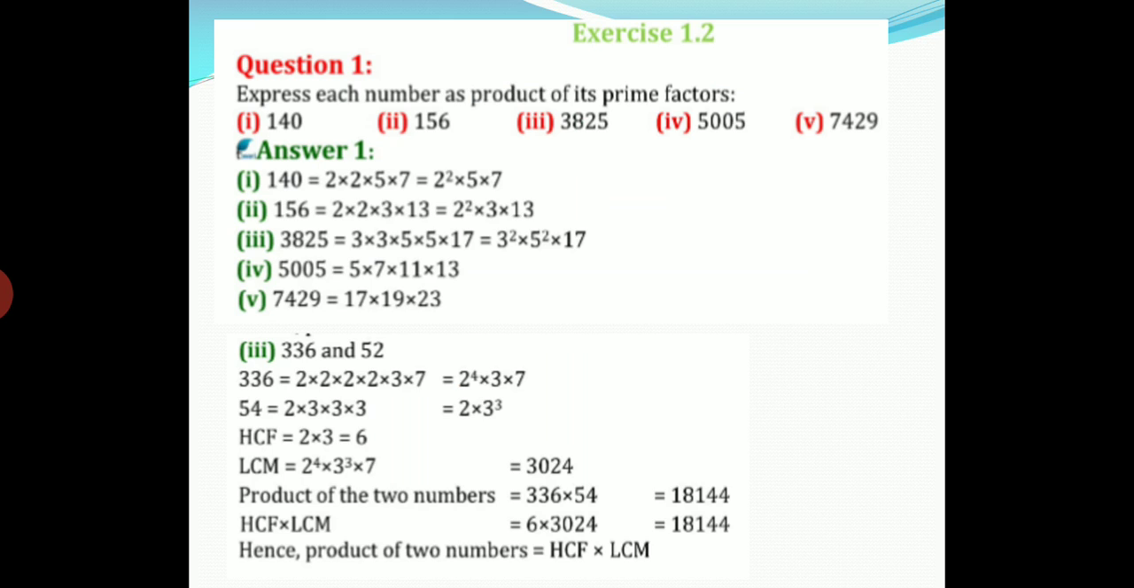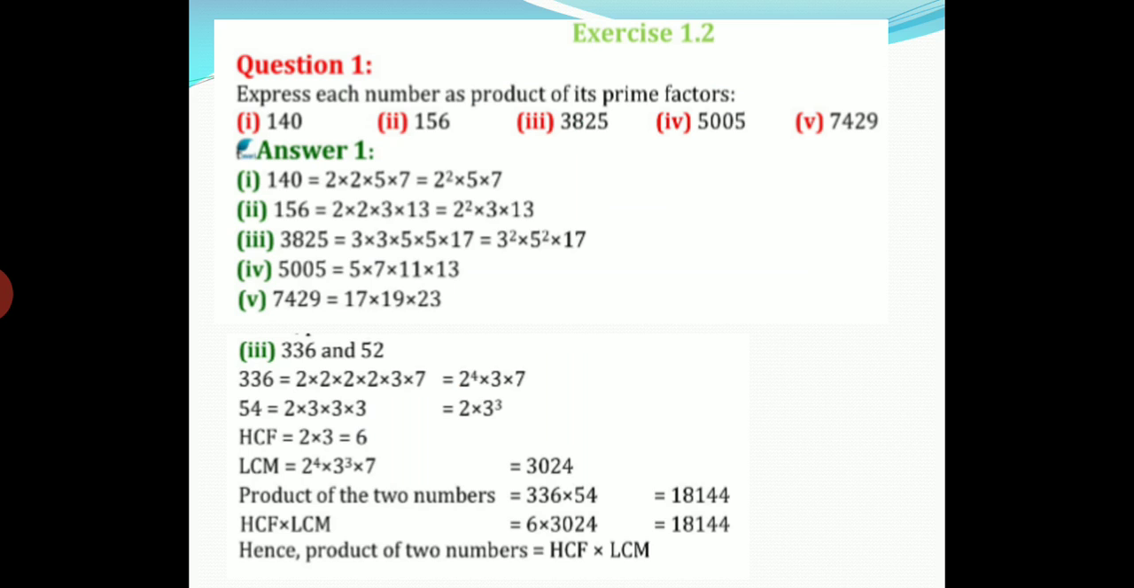So 336 is 2 power 4, 3, 7, and 54 is 2 into 3 power 3. Now you see in 336 it is 2 power 4 and in 54 it is only 2. Now how to write LCM is, you take the maximum number of 2. Which has the maximum number of 2? 2 power 4. So you write 2 power 4. Then in 336 you have 3, and in 54 we have 3 power 3. Which is maximum? 3 power 3. So you write 3 power 3 in LCM, then 7. So LCM will be equal to 2 power 4 into 3 power 3 into 7, which is 3024.